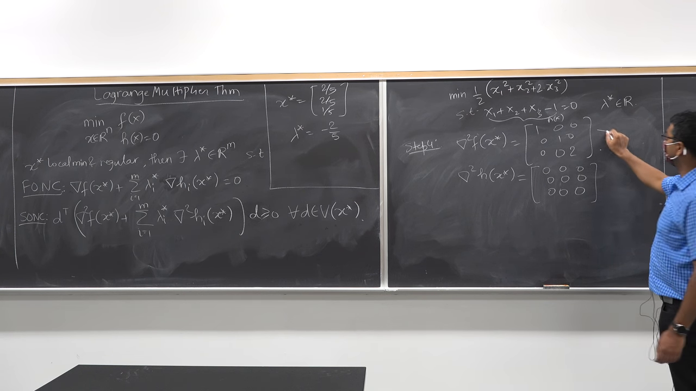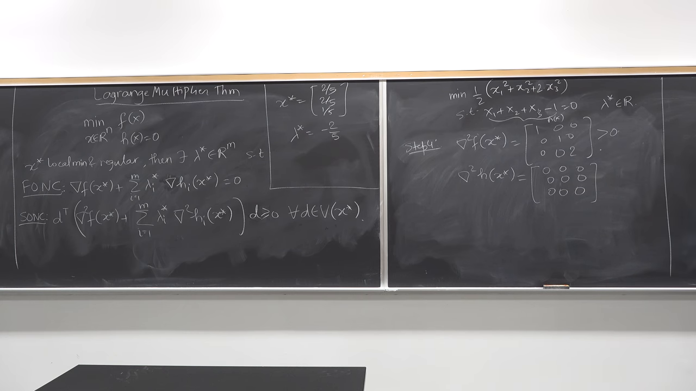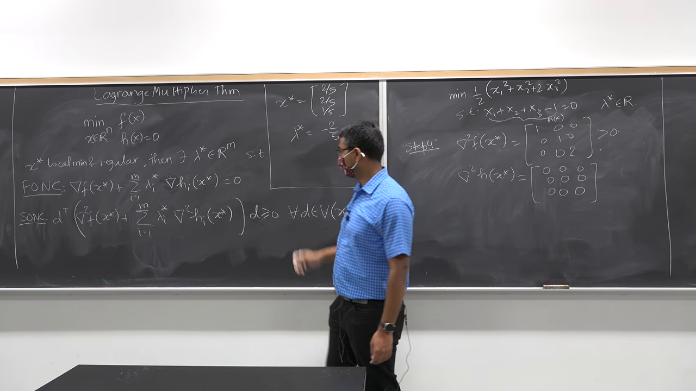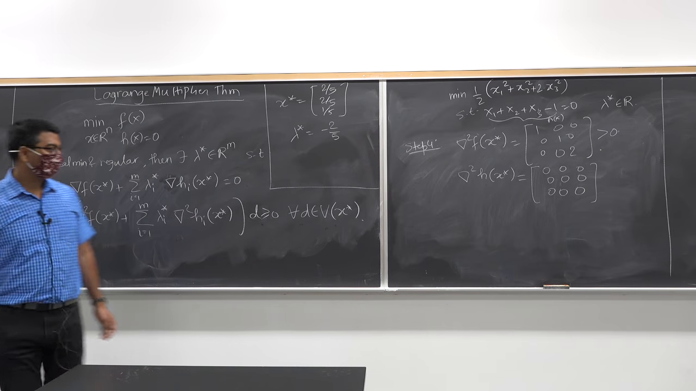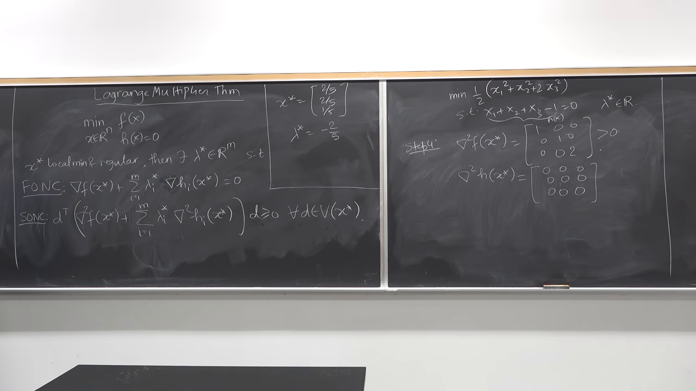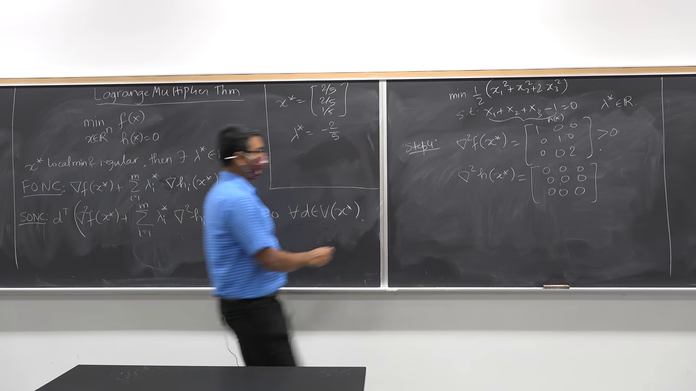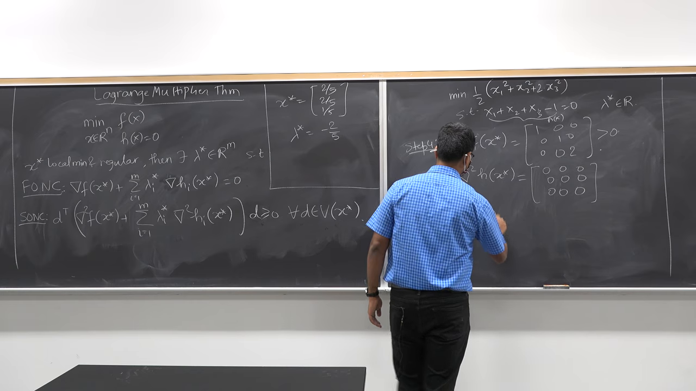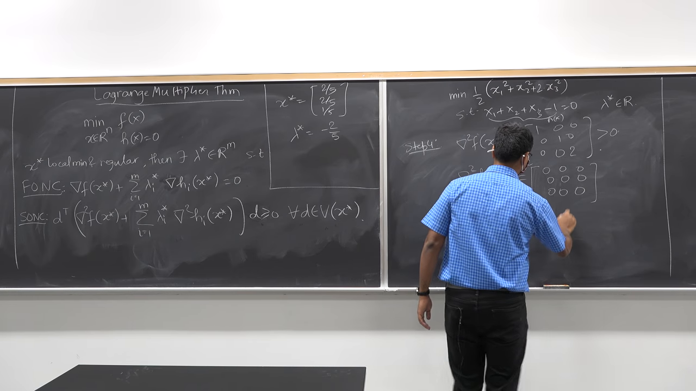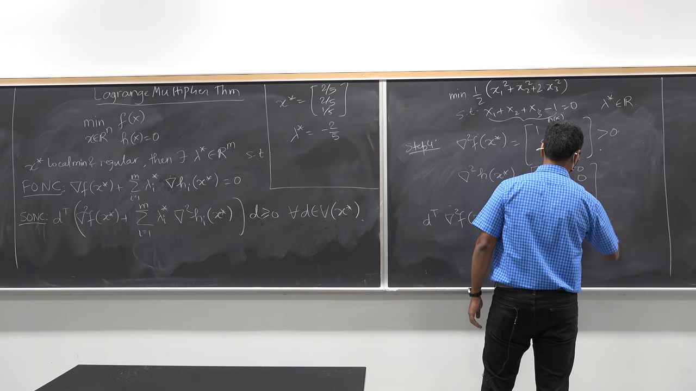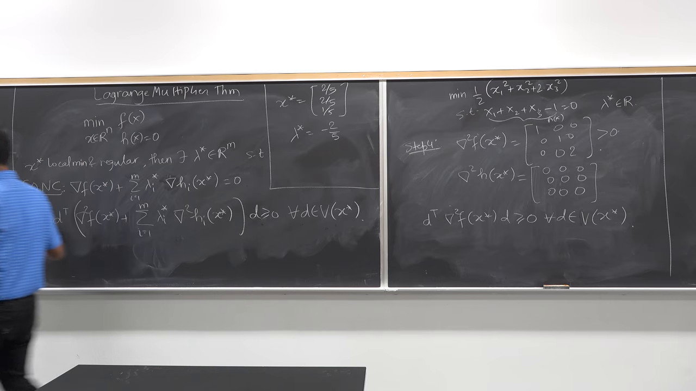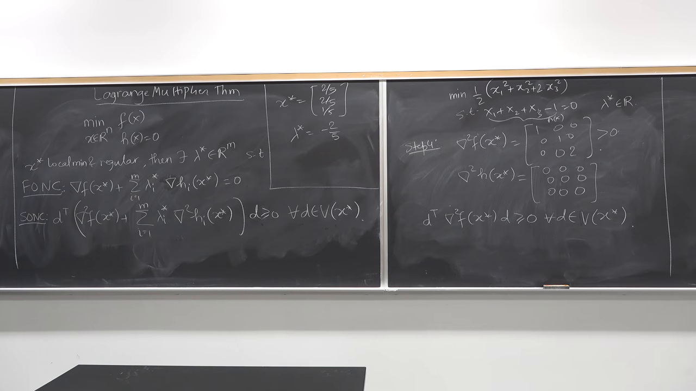Now this is a positive definite matrix, right? Because its diagonal entries are strictly positive. So this condition obviously holds for all d, including d in V of x star. So d transpose times this matrix times d is nonnegative, so the second order necessary condition is satisfied in this situation.